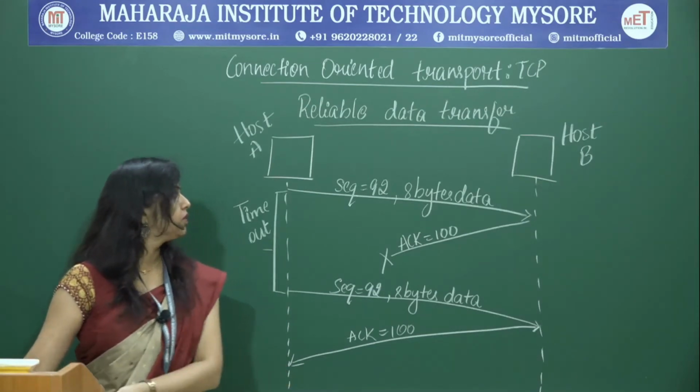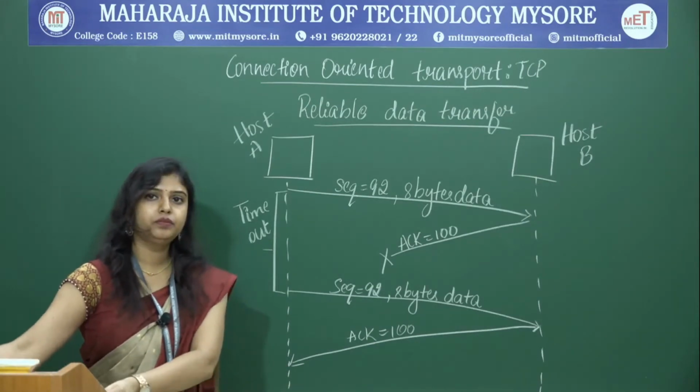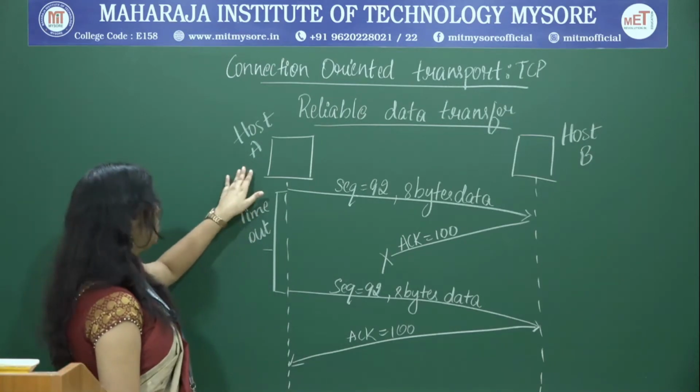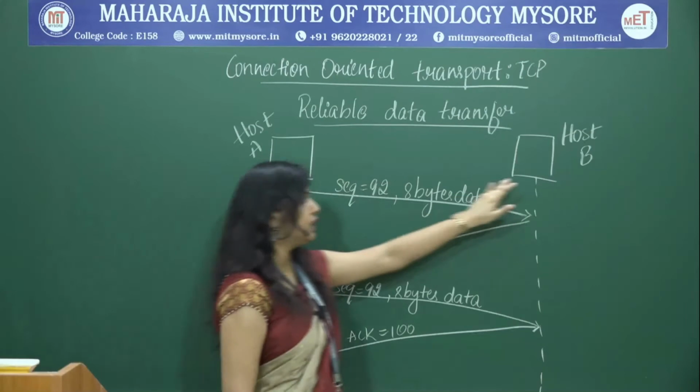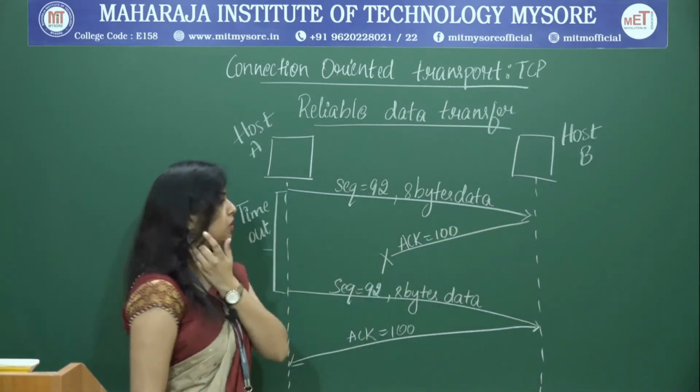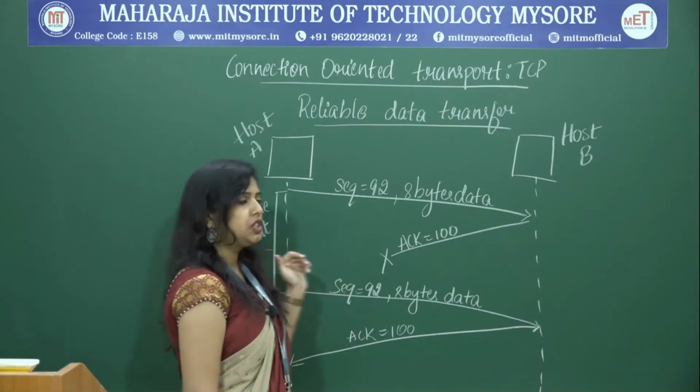so this is the first scenario. Here they have tried to connect two hosts. Host A is connected to host B through TCP. They have used TCP as the protocol as a communication channel.